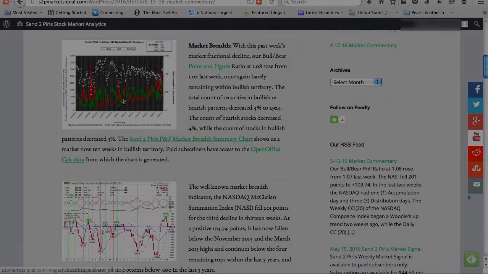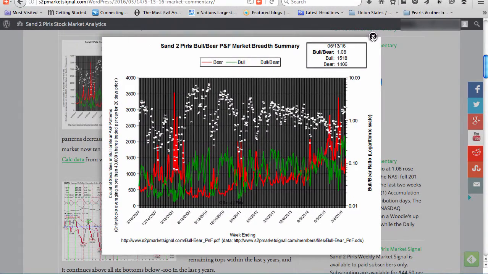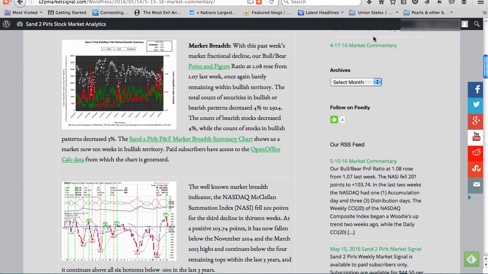Market breadth. With this past week's market fractional decline, our bull-bear point and figure ratio at 1.08 rose from 1.07 last week, once again barely remaining within bullish territory. The total count of securities in bullish or bearish patterns decreased 4% to 2,924. The count of bearish stocks decreased 4%, while the count of stocks in bullish patterns decreased 3%.